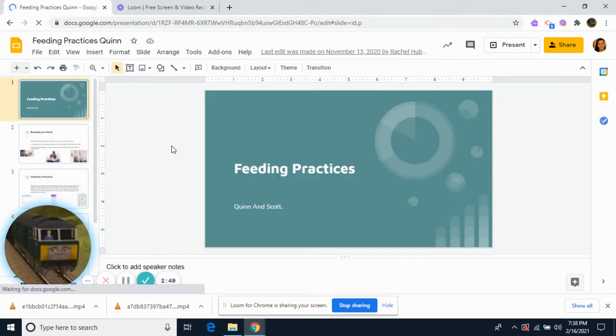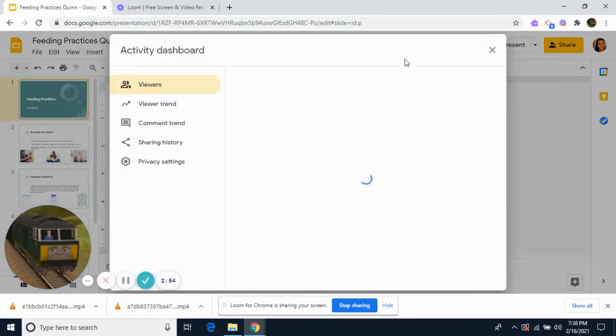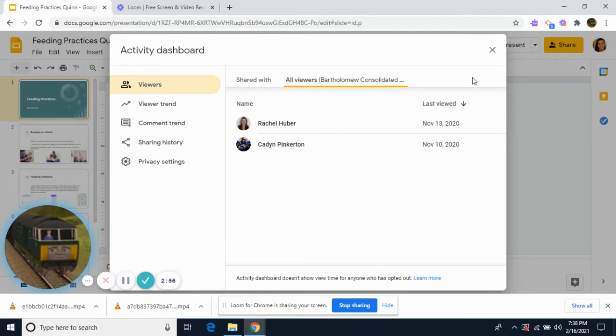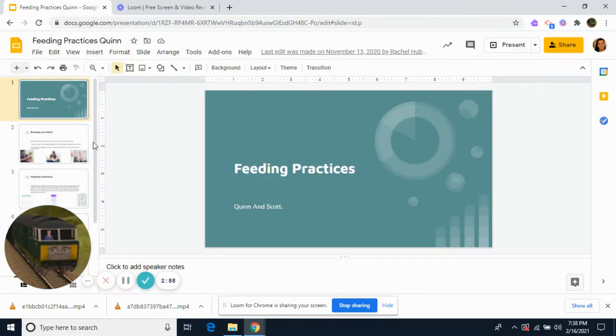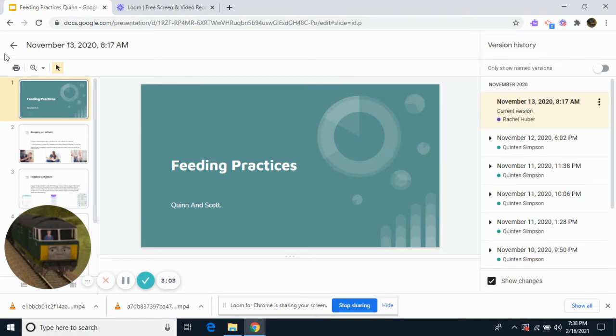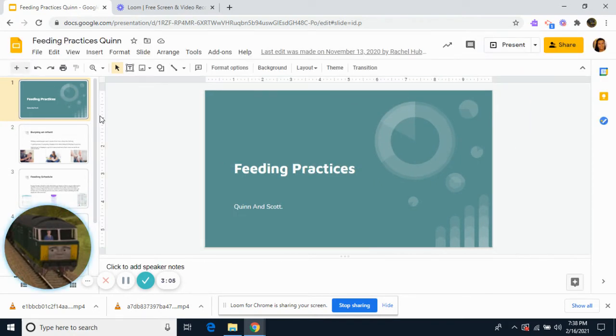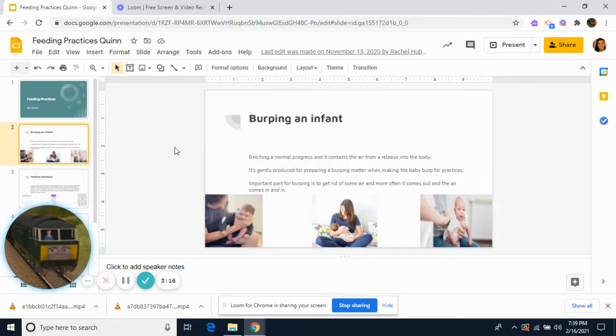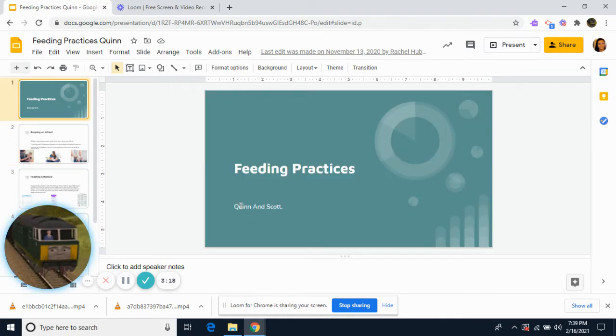Okay, so this was made by Mrs. Huber. What does she edit? Yeah, she was on there earlier. So on November 13th, 2020, there are feeding practices, which is written by Quinn and Scott, by Caden Pinkerton.